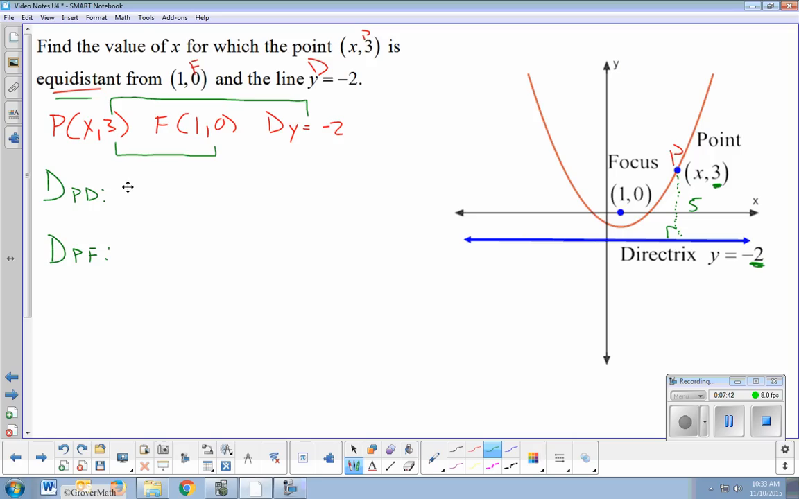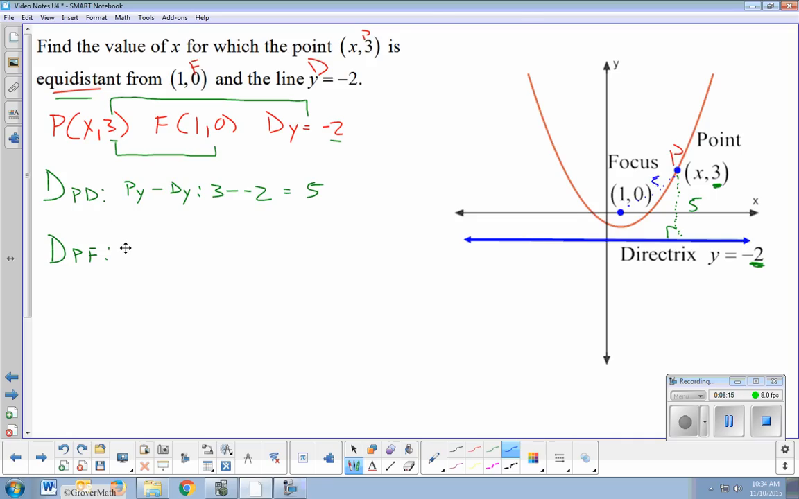But another way to think about that is you could always do the point's y value minus the directrix y value. And the point's y value is 3 minus the directrix y value, -2. And when we minus a negative, 3 minus -2 is 5. So start by subtracting the y values of the point and the directrix to find the distance between the point and the directrix. Then, the distance between the point and the focus, this distance has to be 5.